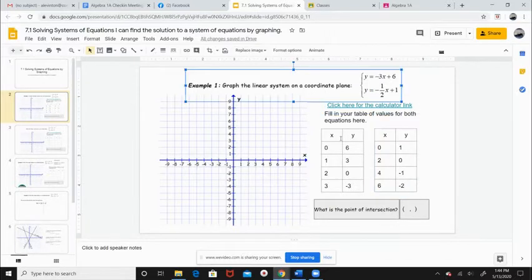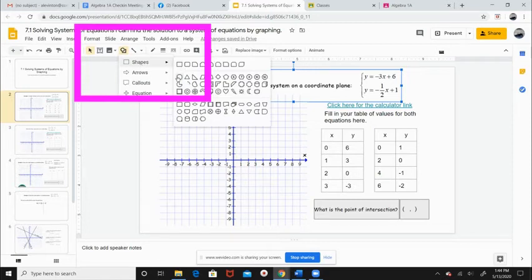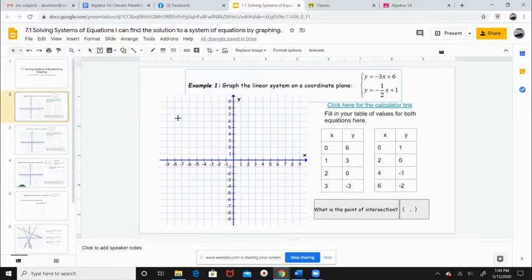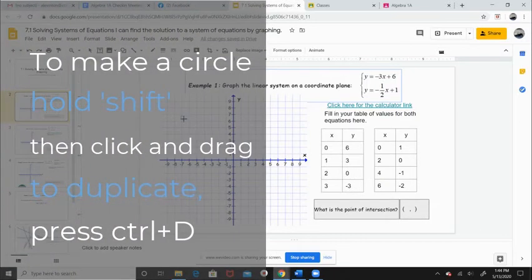Now that we have our points from both equations, it's time to graph them. In order to make a point on the graph, I'm going to take a circle out of here in order to make sure I have a good shape for a point. To make sure it stays a circle, hold the shift button, then click, and then make your point.